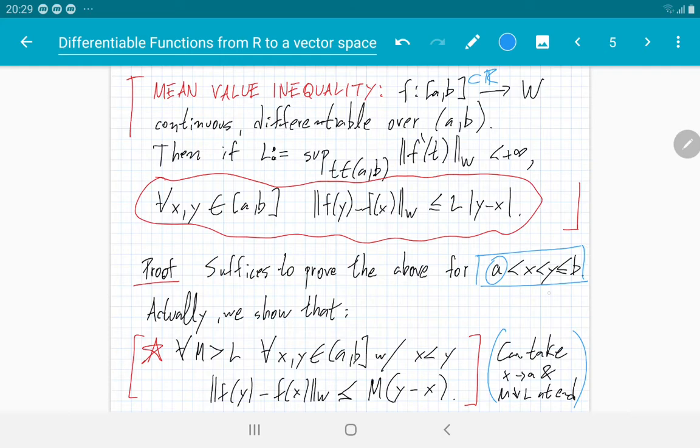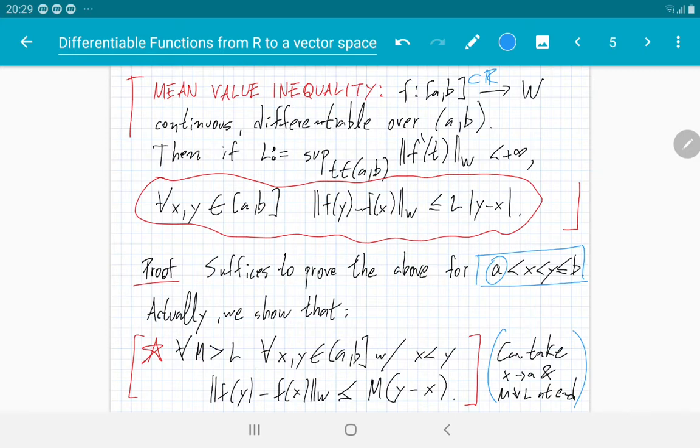How is that useful? First of all, if I know this for all x that are larger than a, I can always take a limit when x goes to a, and get it for the whole interval. This is also useful because I want to be inside the interval AB, because that's where I know that f is differentiable.